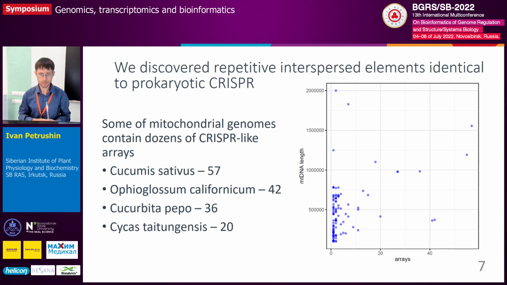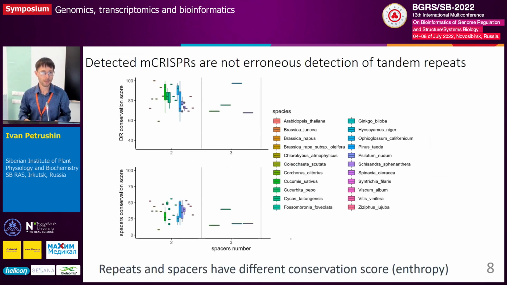Distribution of length and number of arrays. One can ask, maybe these CRISPR arrays are just repeats and you have false positives, but we studied the conservation score of these sequences, and the conservation score, or entropy, for direct repeats differs from that for the spacers. You can see they are very different.